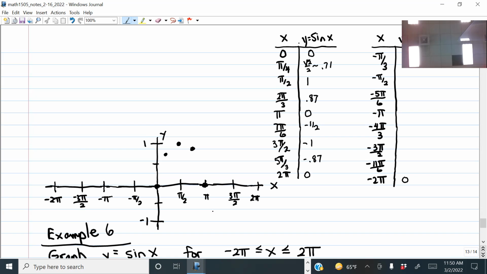And then 7 pi over 6, maybe about right here. That's gone down to -1/2. Am I doing that right? At 3 pi over 2, it's down to -1. At 5 pi over 3, -0.87, maybe about right there. And then at 2 pi back to 0. So let's connect these with a smooth curve, and you get this nice oscillating shape. That curve is called the sine curve, or the sine wave, because it's so wavy like that.